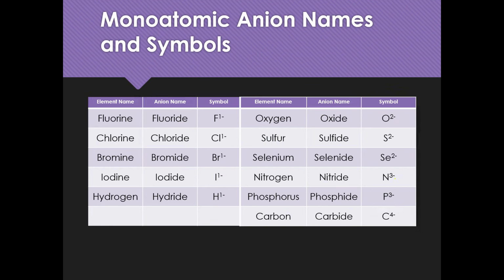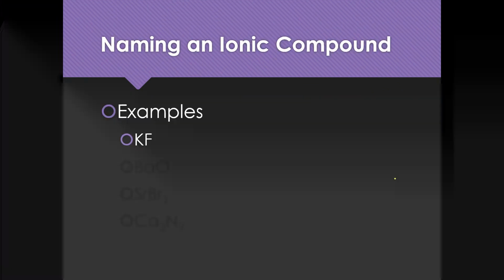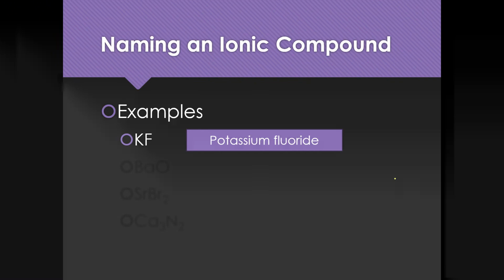So let's work on naming some simple binary compounds. KF. K is what? Potassium. F is what? That's fluorine. What's the -ide name for fluorine? It's fluoride. So the name for that compound is simply going to be potassium fluoride.